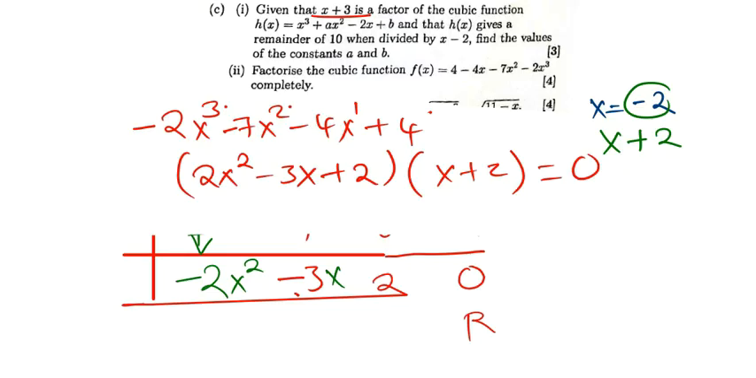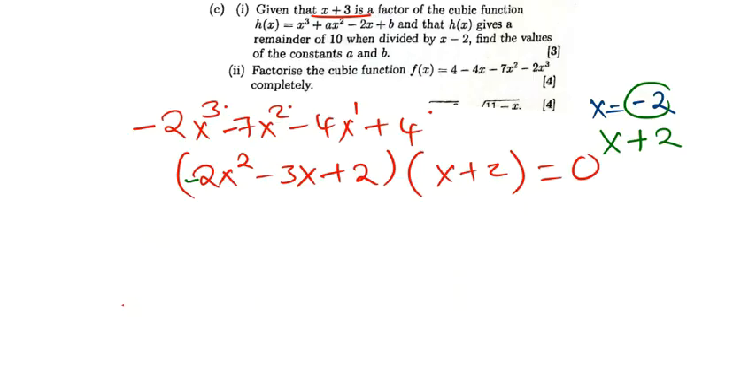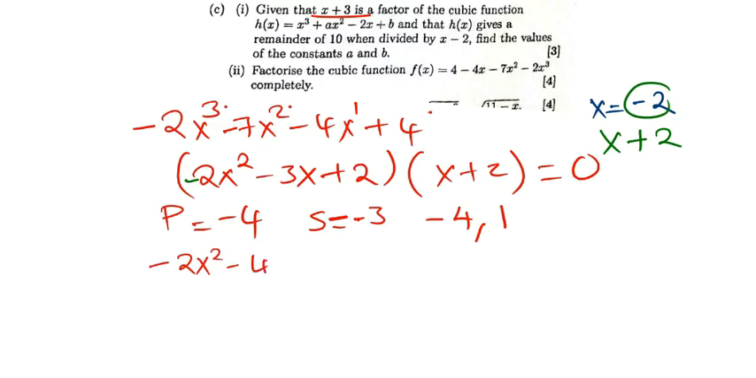So, oh yeah, this is actually negative. That's why it's messed up. So the product is minus 4, the sum is negative 3, the factors are negative 4 and 1. So we're going to have negative 2x squared minus 4x plus x plus 2.